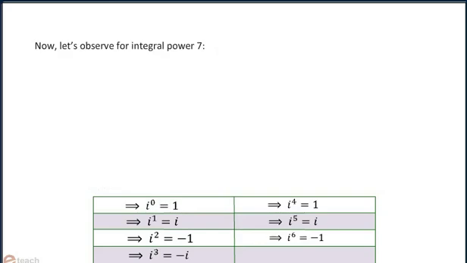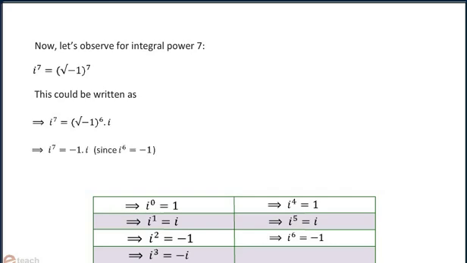Now, let us observe for integral power 7. Iota raised to the power 7 equals under root of minus 1 raised to the power 7. This could be written as iota raised to the power 7 equals under root of minus 1 raised to the power 6 into iota. This implies iota raised to the power 7 equals minus 1 into iota, since we know that iota raised to the power 6 equals minus 1. This gives us iota raised to the power 7 equals minus iota.